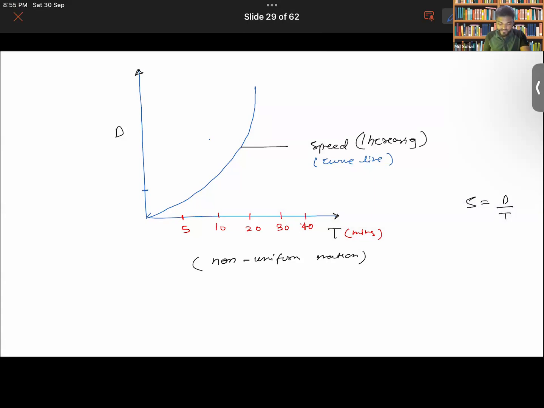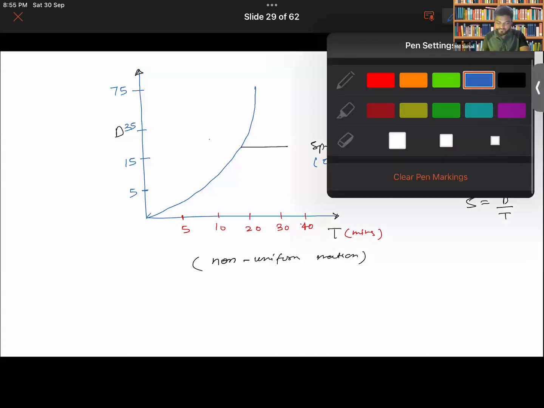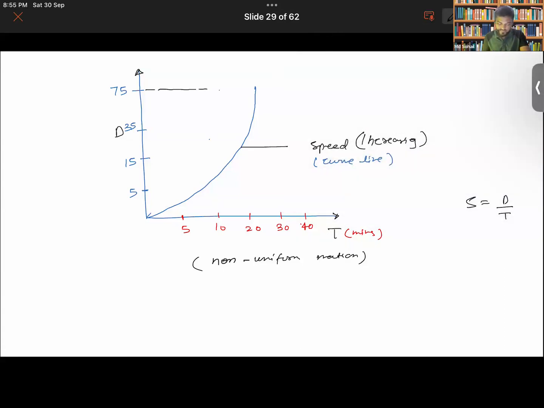Let's take some example, again, let's take a speed of say 5, 15, 35, 75. See, this is where you have added it.